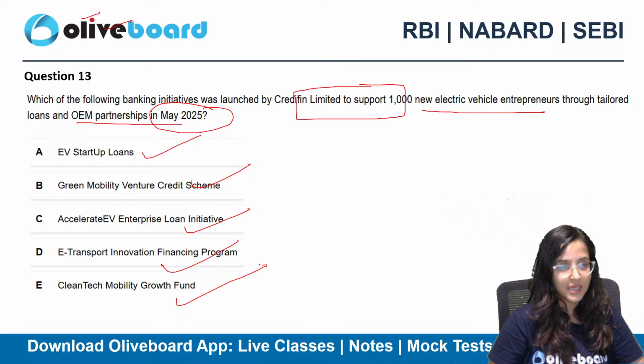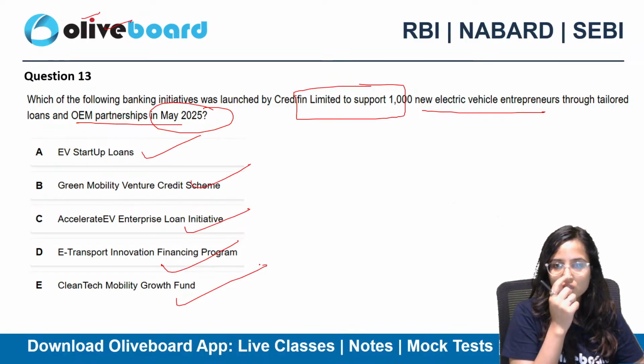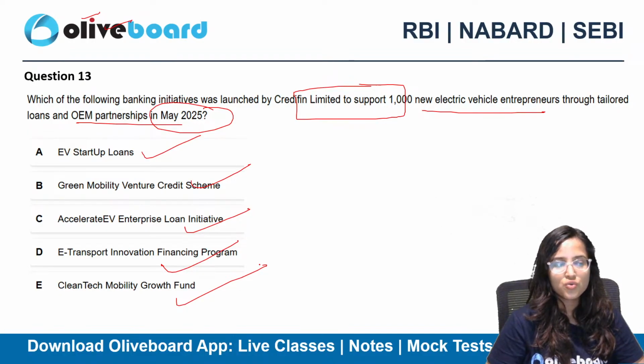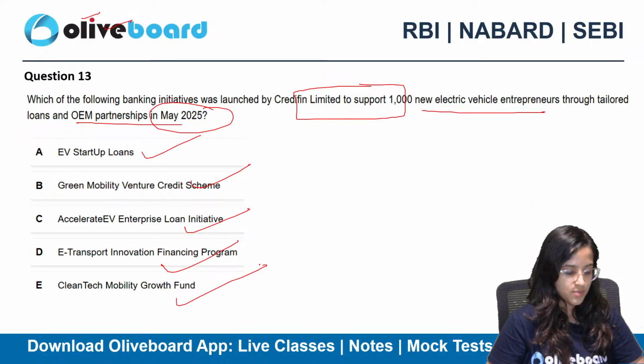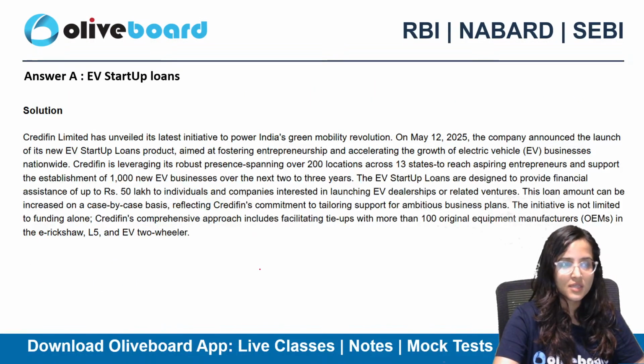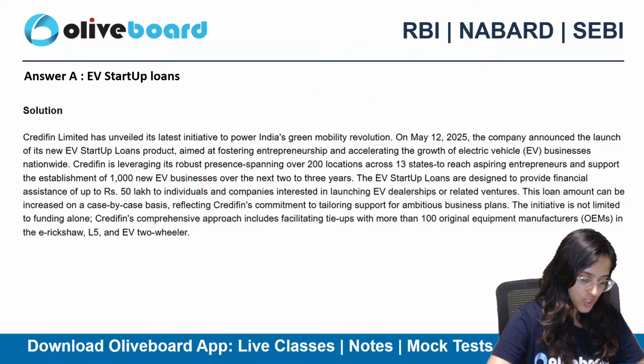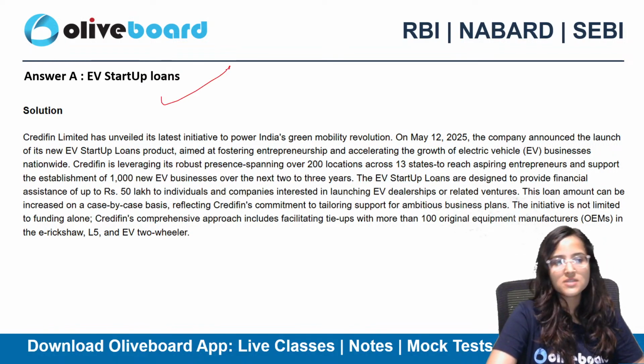13, you guys are saying A as the answer. So, which of the following banking initiatives was launched by Creditin Limited to support 1,000 new EV entrepreneurs through loans and OEM partnerships in May 2025? The answer is A, absolutely correct. Ashish, Rahul, EV startup loans.